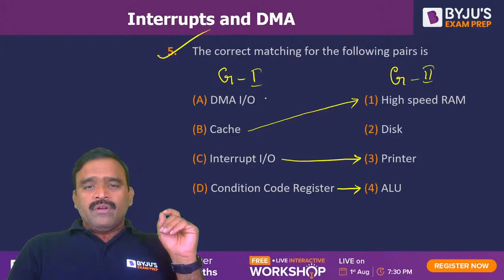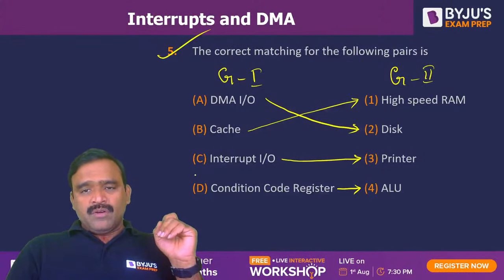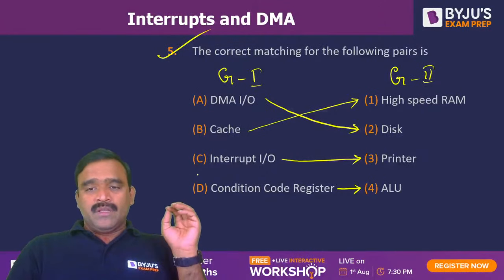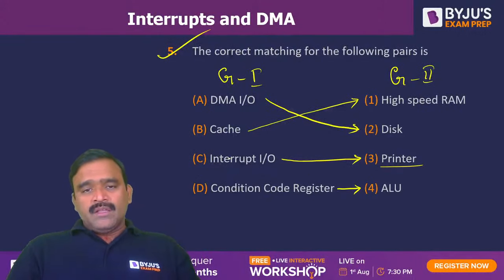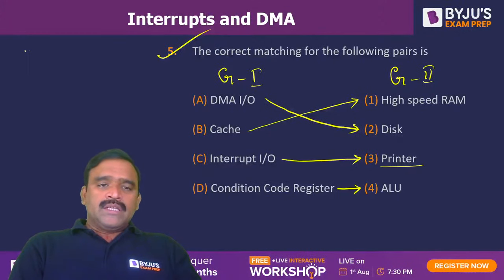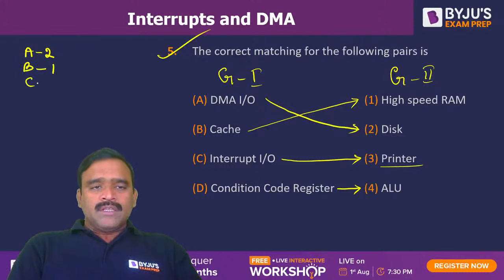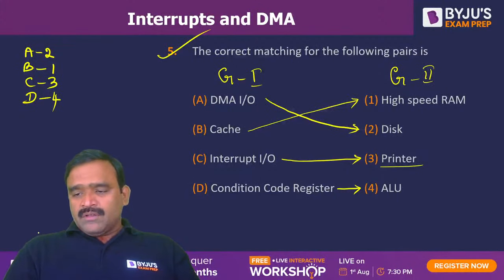DMA IO, the large amount of data from the disk to memory, memory to disk, we transfer through the DMA. And interrupt initiated IO, printer. So we can say A2, then B1, C3, D4. This is the correct match. And if you have any doubt, you could ask me.